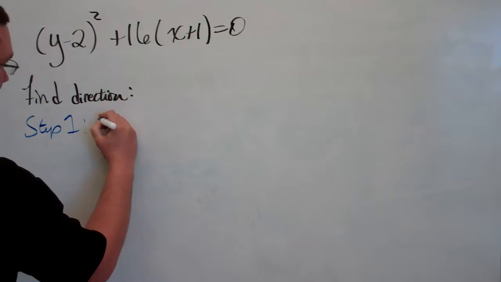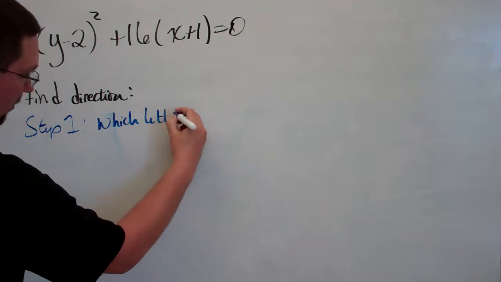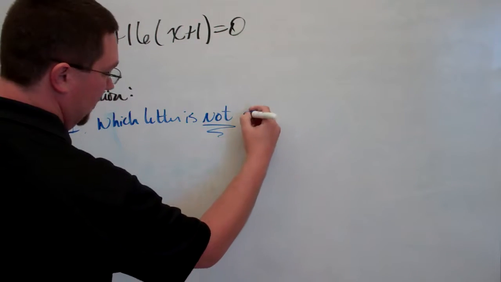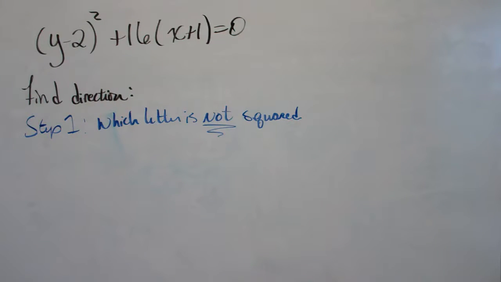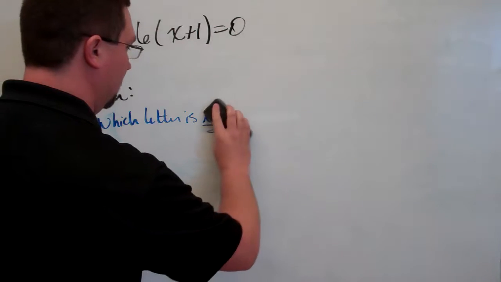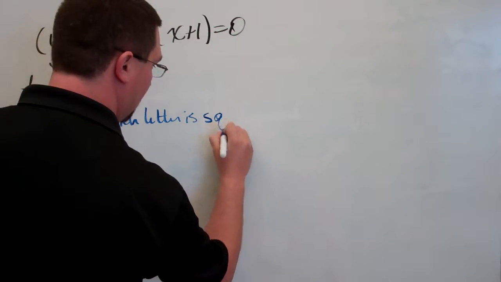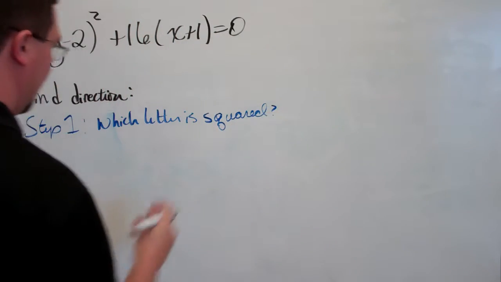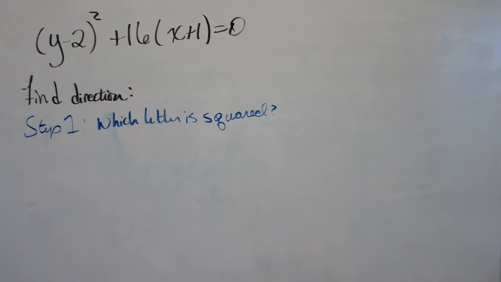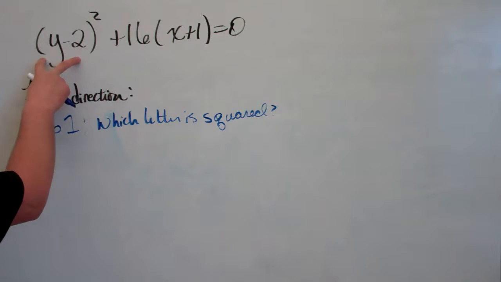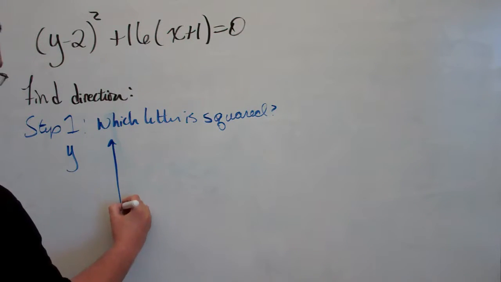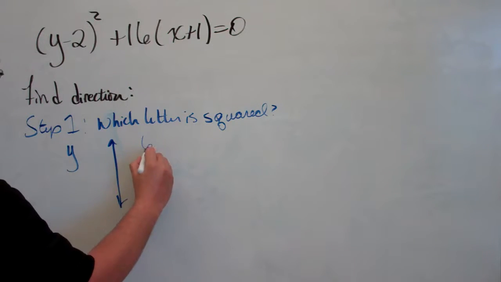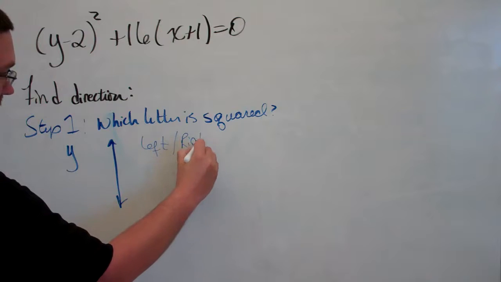We have to figure out which letter is not squared. Actually, let me rephrase that. Which letter is squared? Because remember, the letter that's squared, that's the direction that your directrix line follows. If you look, y is squared, so that means our directrix line follows the x-axis.